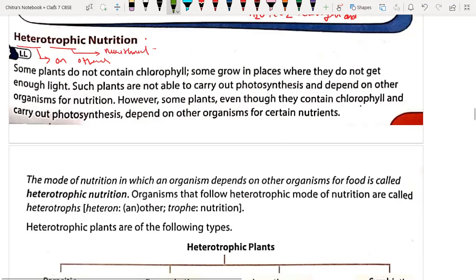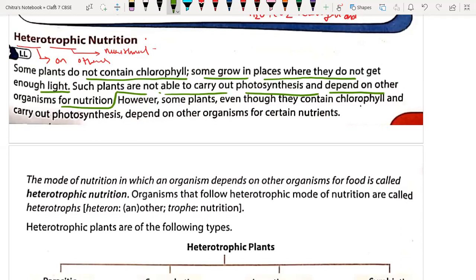Okay, good. Even in plants, we have heterotrophs. So let's discuss them. Some plants do not contain chlorophyll in them. Some grow in places where they do not get enough light for photosynthesis. Such plants are not able to carry out the photosynthesis reaction, and hence they depend on other plants or organisms for their nutrition or food. Such nutrition is called heterotrophic nutrition.